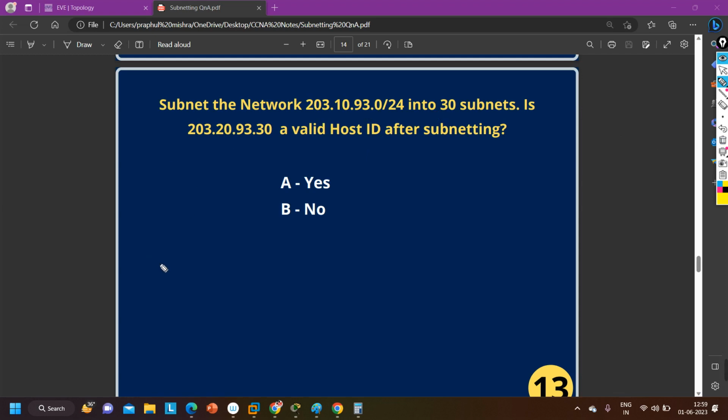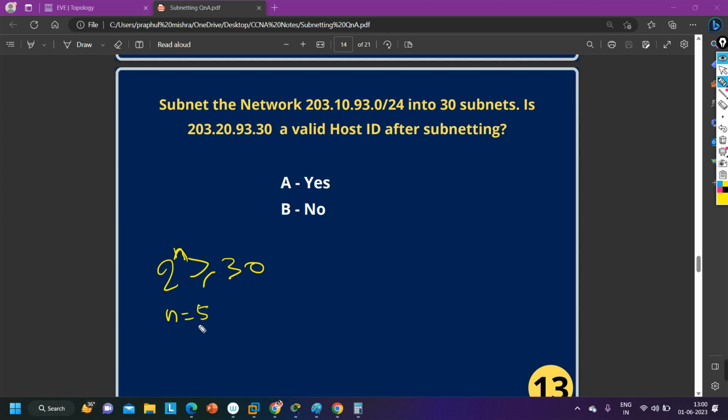So how to find the number of networks? 2 to the power n should be greater than or equal to 30. So n should be what? n should be 5, yes or no? Because if n is 4, you are getting only 16 networks. It can be 32. Yes, 5.